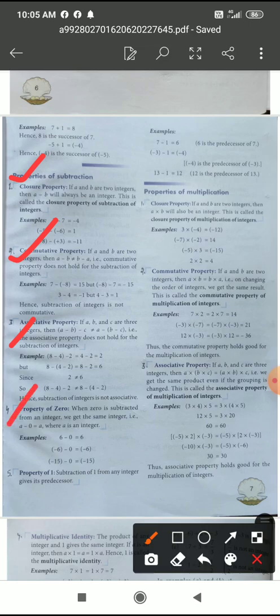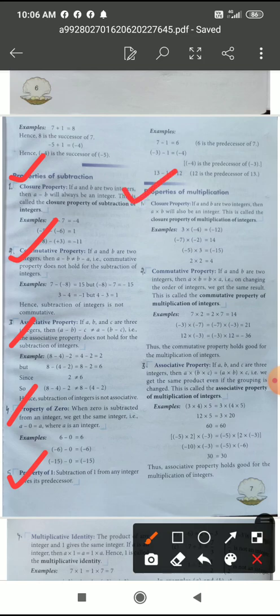Then property of 0. When 0 is subtracted from an integer, we get the same integer. For example, 6 minus 0 equal to 6. Then property of 1. Subtraction of 1 from any integer gives its predecessor. So always remember that if we add 1, we get the successor, and if we subtract 1, we get the predecessor.